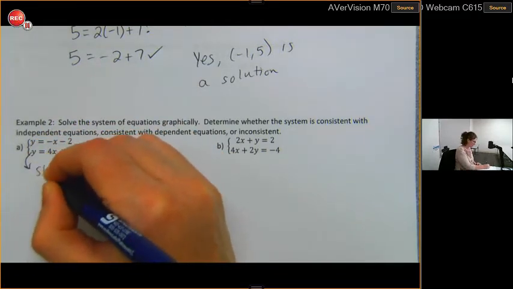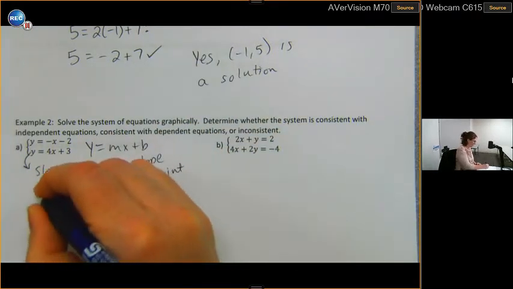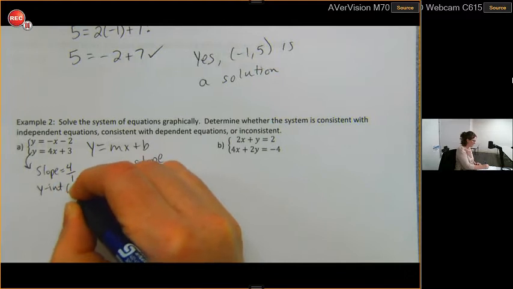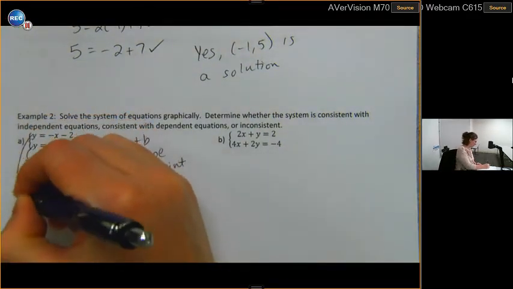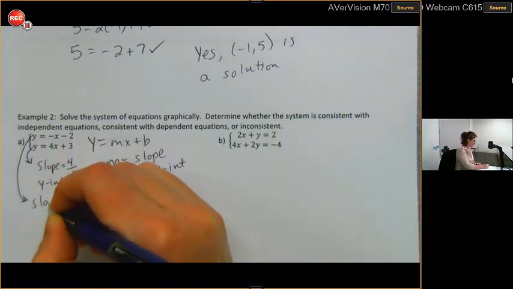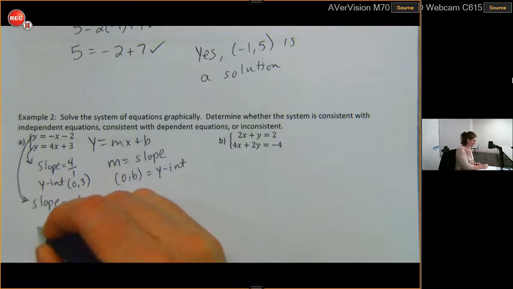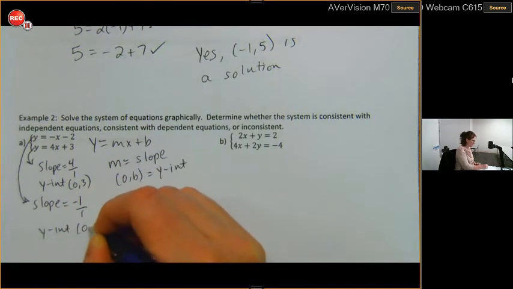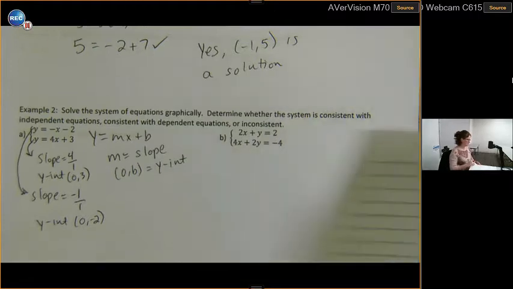The slope is 4 or 4 over 1, and the y-intercept is the ordered pair (0, 3). And in the other equation, the slope is -1 or -1 over 1, and the y-intercept is the ordered pair (0, -2). So I'm going to go to a piece of graph paper.